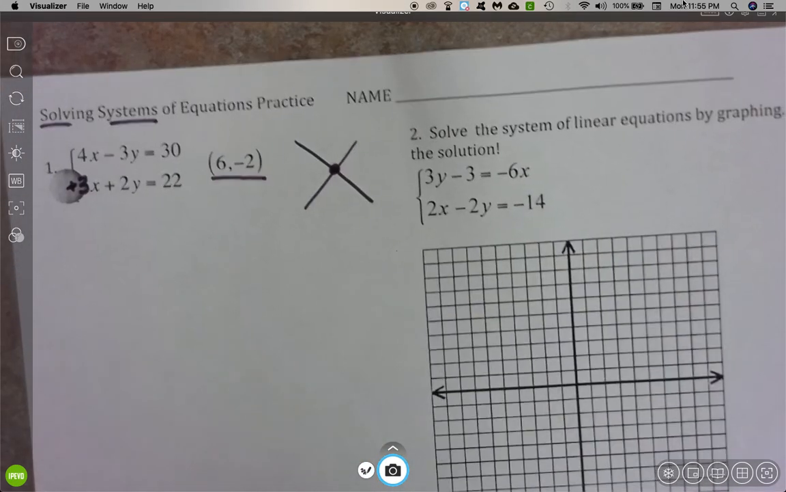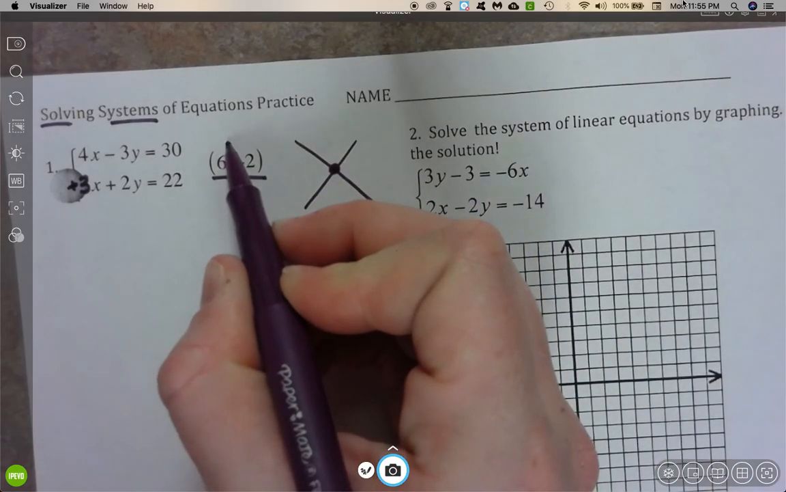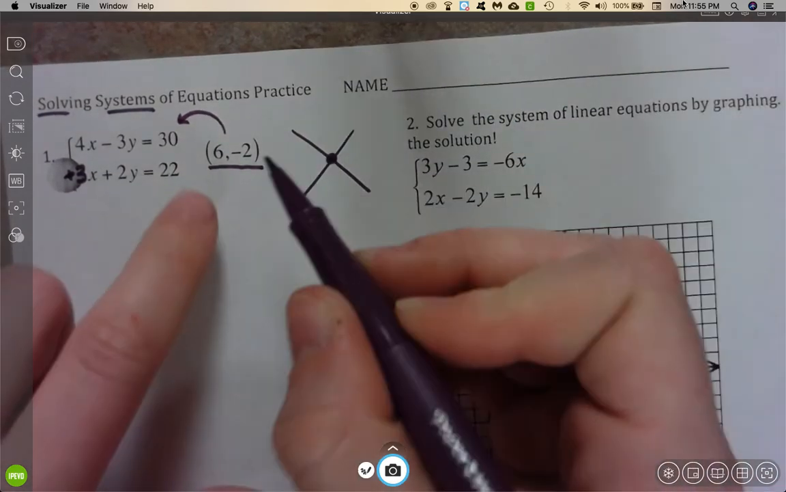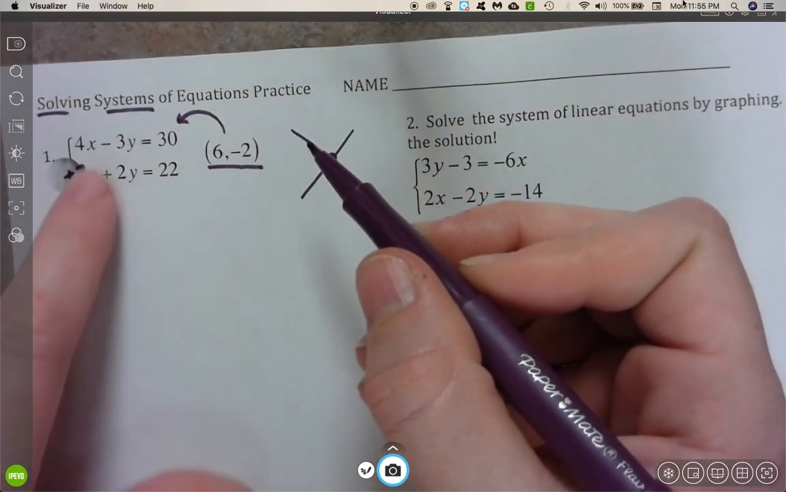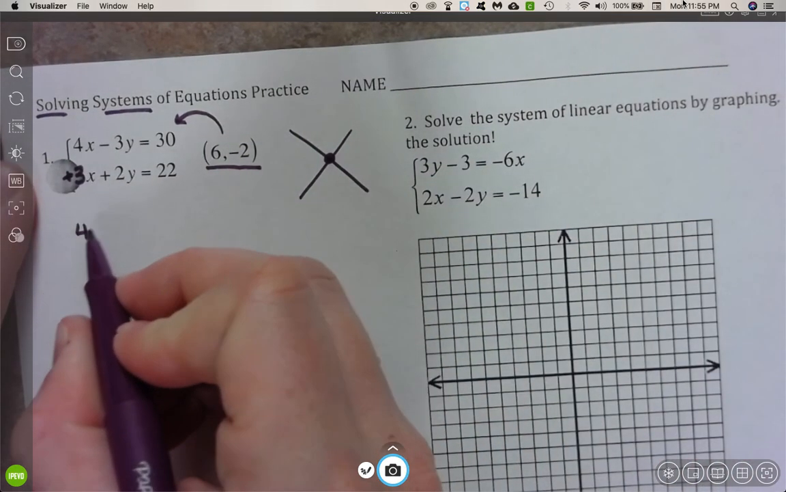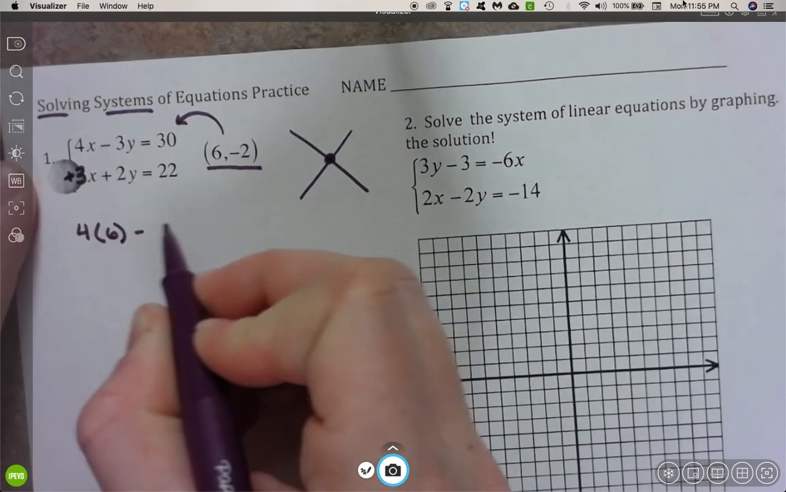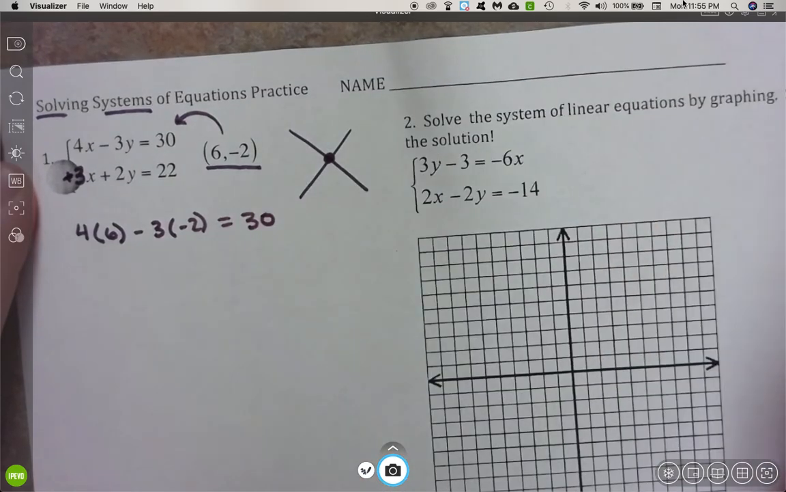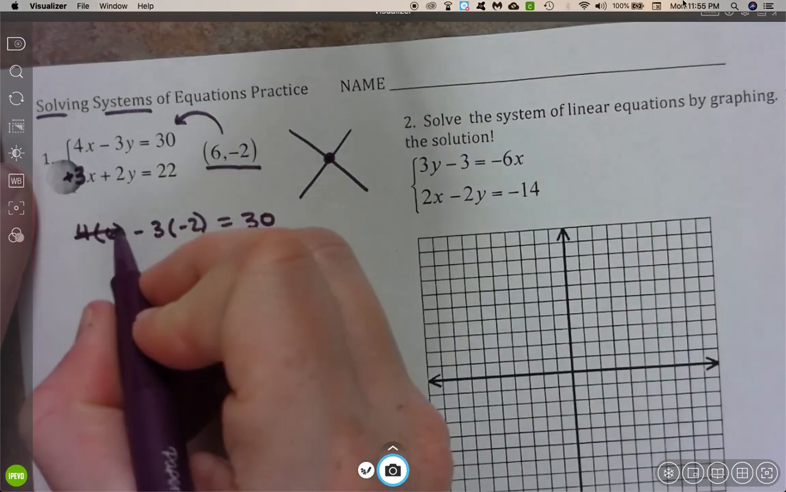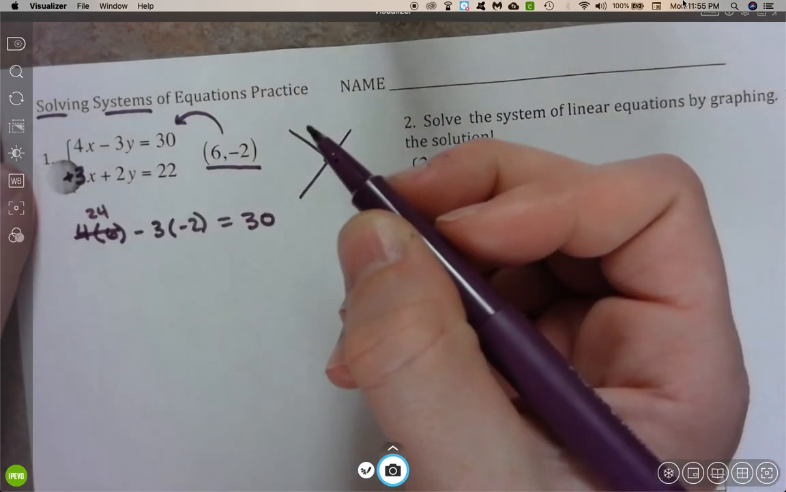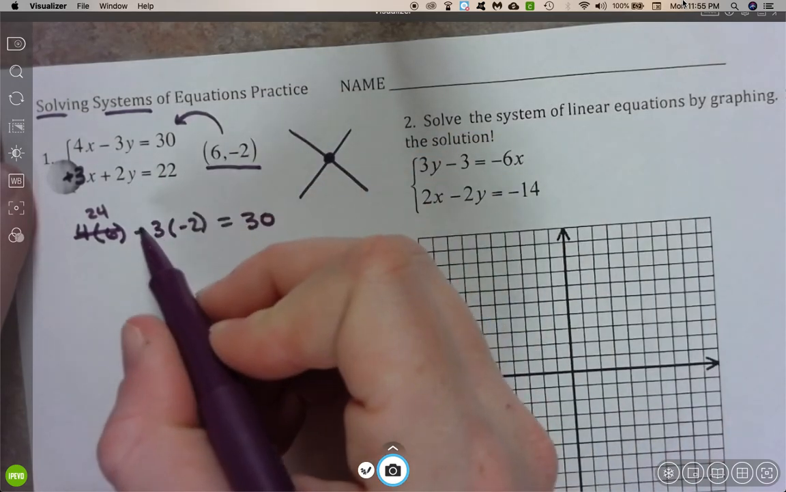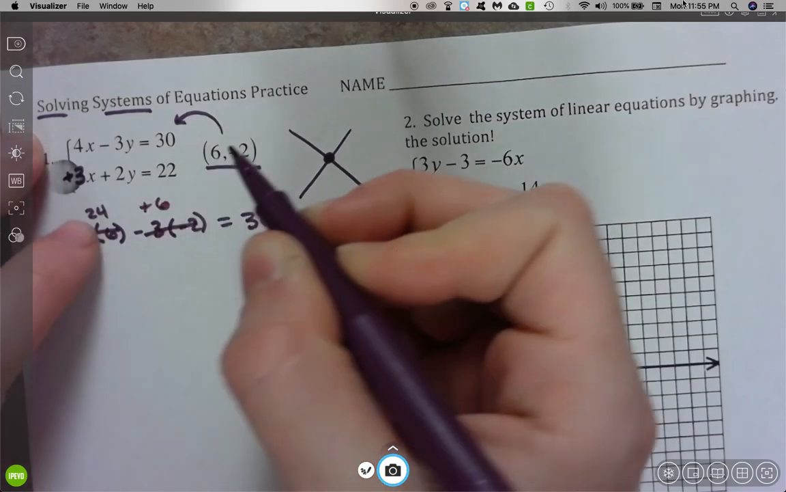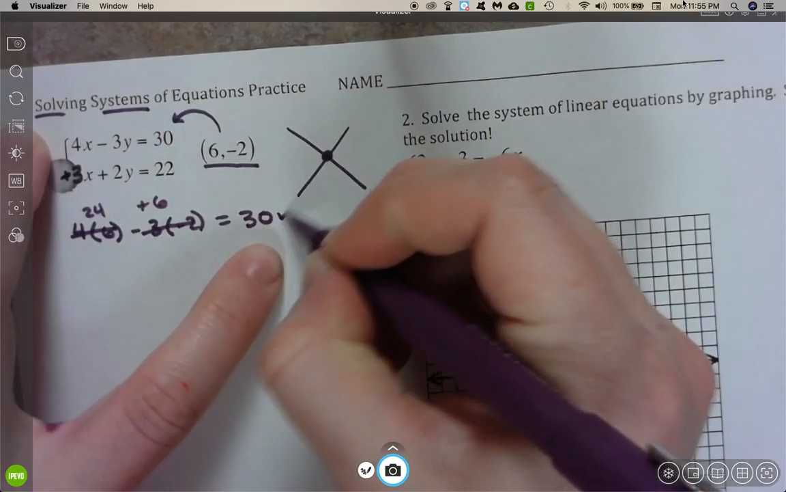So what we do is we need to plug those back into the equation to see if it works out. 6 is going to be the x-coordinate, negative 2 is the y, so we're going to plug this in. 4 times 6 minus 3 times negative 2, and let's see if that comes out to be 30. Let's see if that checks out. 4 times 6 is 24. Do as much of this in your head as you can. Try not to use a calculator. Negative 3 times negative 2 is positive 6, so we have 24 plus 6. That is equal to 30, so we are good to go there.